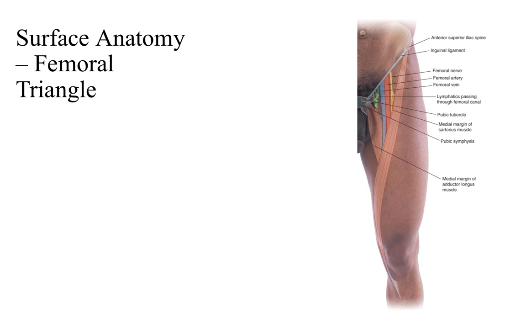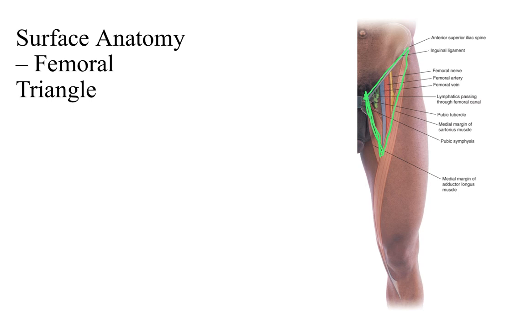Another important part of your surface anatomy is going to be the femoral triangle. The borders of it start at your pubic symphysis right here and run along your inguinal ligament to the anterior superior iliac spine. They're going to run down the sartorius muscle and then back up along the adductor longus muscle. All of that would be your femoral triangle.